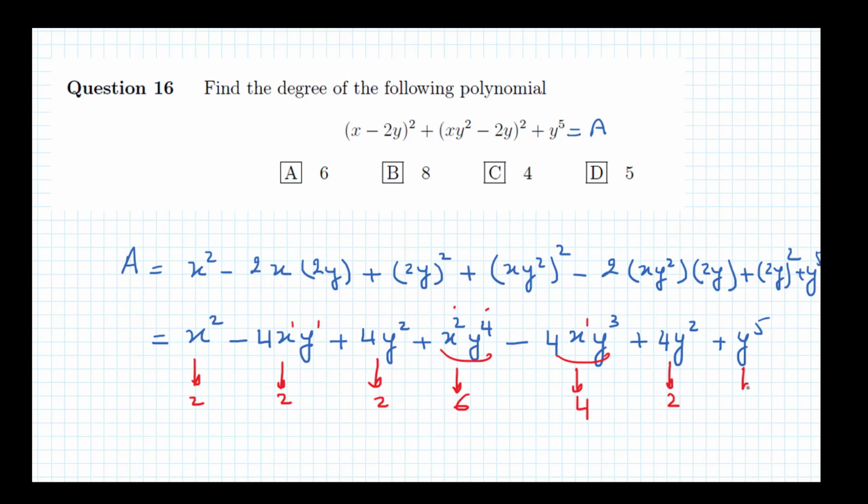So as you see here, if you compare all the degrees that we have, the highest one is 6. So the degree of this polynomial is 6. And the answer is A.